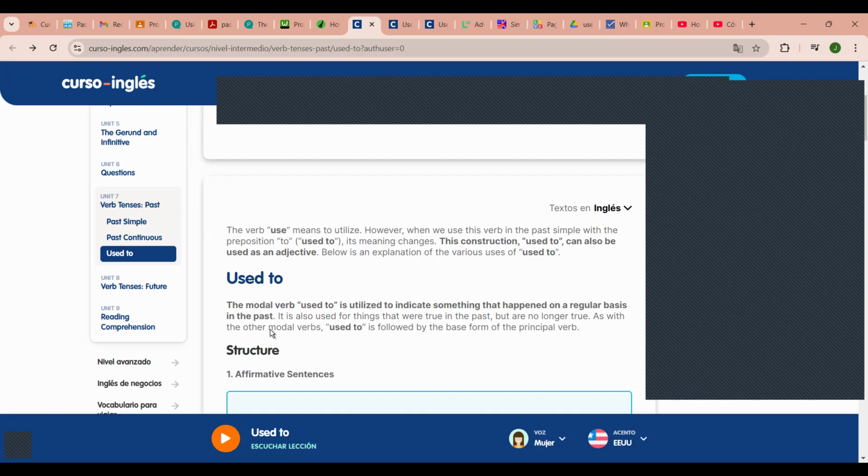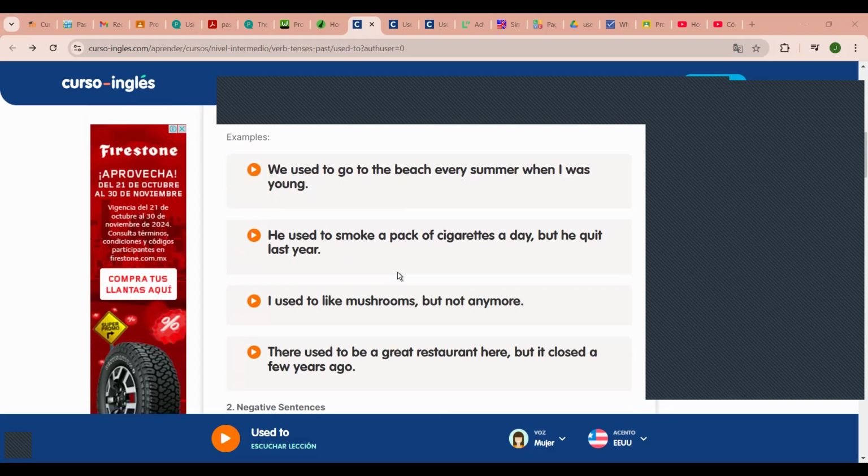Yes. The modal verb used to is utilized to indicate some things that happened on a regular basis in the past. It is also used for things that were true in the past, but are no longer true. As with the other modal verbs, used to is followed by the base form of the principal verb. The structure, affirmative sentence. All right. Now, the affirmative sentences are what we call positive sentences. All right. So those are our normal ones.